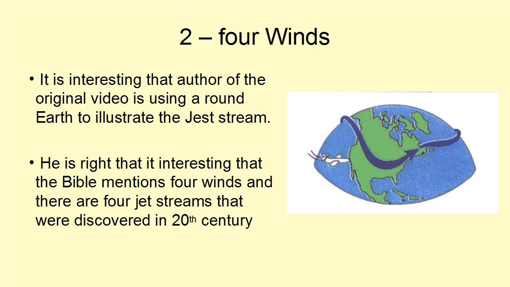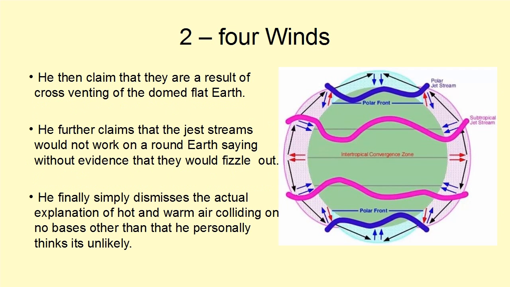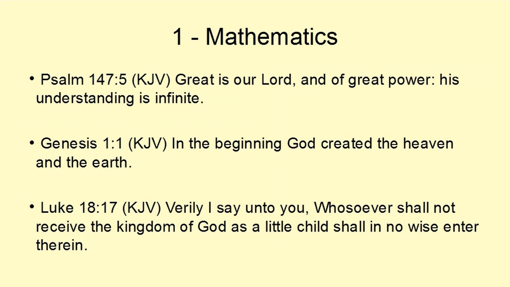He is right that it is interesting that the Bible mentions four winds and there are four jet streams that were discovered in the 20th century. He then claims that they are a result of cross-venting of the domed Earth. He further claims that the jet streams would not work on a round Earth, saying without evidence they would fizzle out. He finally simply dismisses the actual explanation of hot and warm air colliding on no other basis than that he personally thinks it's unlikely.